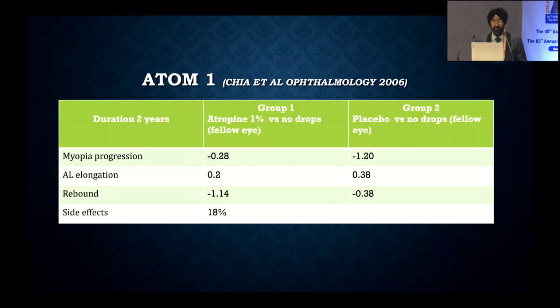As was just mentioned in the previous talk, the ATOM-1 study used atropine 1% versus no drops, and placebo versus no drops. What they found was that the myopia progression was much more where they did not use atropine. The axial elongation was again more in the group where they did not use atropine, but the rebound was much more where they used atropine. And the side effects were almost close to 18%, while they were nil in the ones where they did not use atropine. So the side effects are a problem here, and the rebound was a problem here.